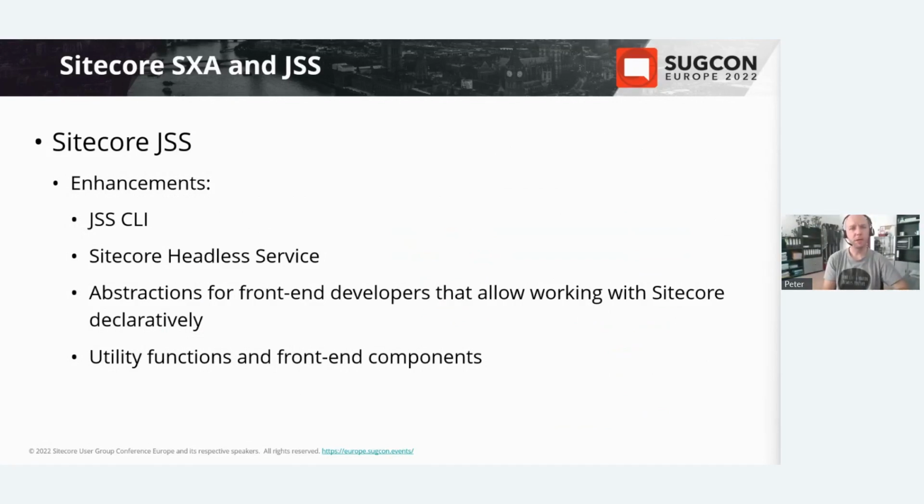Then there is a core JavaScript package for leveraging Sitecore headless services. There is also an abstraction for the front-end developers that allows working with Sitecore declaratively. And basically, you will get lots of utility functions and front-end components. For example, for React, you have lots of higher order components like with translations, Sitecore context, and lots of other things that you can use in your components. You also have the possibility to really easily get the field values from the layout service response and so forth.